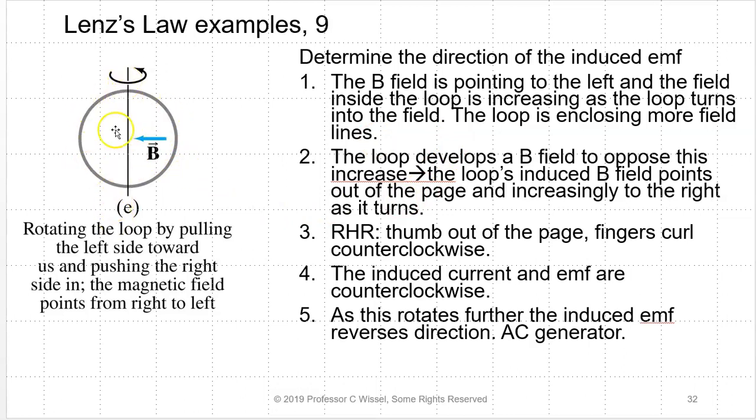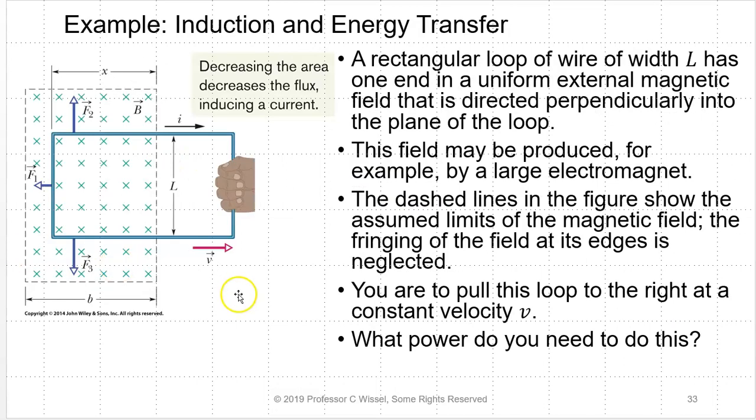Now that's only until this loop is perpendicular to the field. At that point, it'll start decreasing. We're not worrying about that yet. The loop will develop a magnetic field to oppose this increase. So the induced field points out of the page and increasingly to the right as it turns. The right-hand rule says the thumb is out of the page, the fingers curl counterclockwise. So the induced EMF and current are counterclockwise. Now as this rotates further, the induced EMF will reverse direction. And this is an AC generator. We'll talk more about that later when we talk about generators.